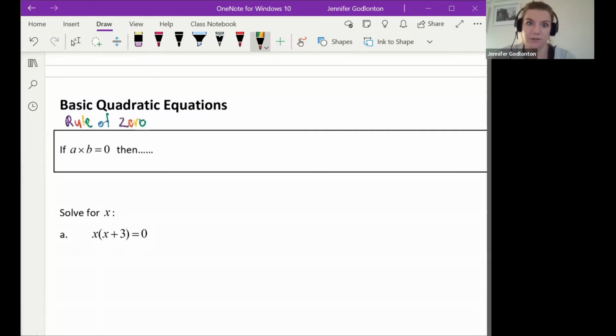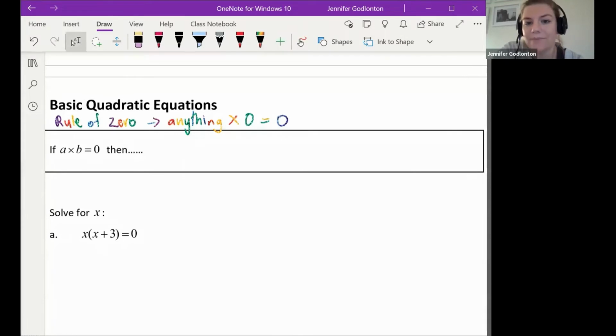The rule of zero is actually quite simple. The rule of zero is basically anything multiplied by 0 is equal to 0. That's the zero rule. So for example, if I had 5 times 0, what is my answer going to be? It's not a trick question. Yeah, exactly. It's going to be 0.